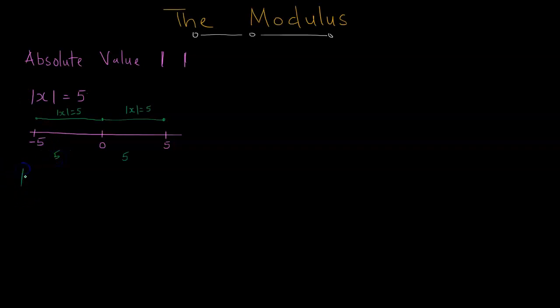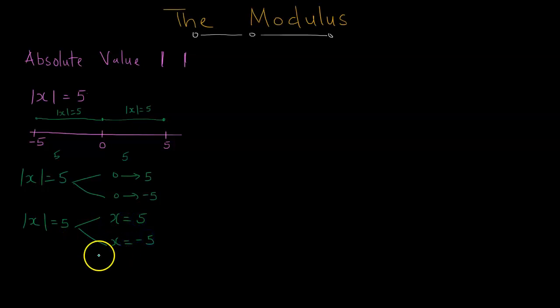Thus, I can conclude that if the absolute value of x is equal to 5, what it tells us is that the length of x is going to be 5 from 0 to 5, and it's also going to be 5 from 0 to negative 5. In conclusion, the absolute value of x equal to 5 could mean two things. It could mean that x is equal to 5 or x is equal to negative 5.